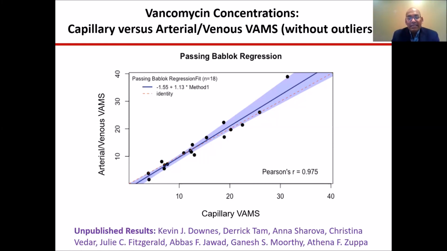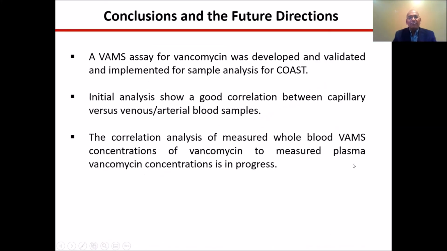And I think the next key step is how these blood concentrations really relate to the plasma concentrations, which is currently used as a gold standard in terms of therapeutic drug monitoring and decision making. So in summary, we have developed a VAMS assay for vancomycin and implemented it for the pediatric clinical studies. And our initial analysis saw a good correlation between capillary versus venous arterial blood samples. And the correlation analysis of measured whole blood VAMS concentrations of vancomycin to the corresponding plasma vancomycin concentrations is currently in progress.